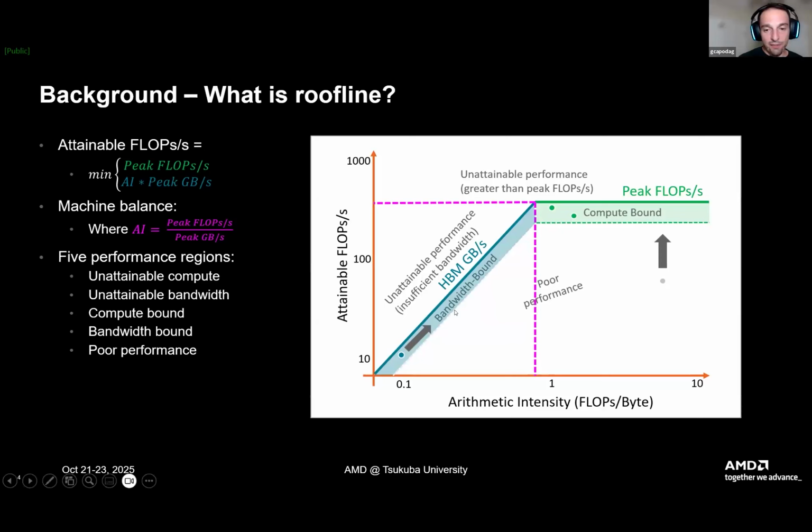If your kernel sits close to the bandwidth bound line, then it's bandwidth bound. If it sits close to the compute bound, then it's compute bound. And if it's below any of those bounds, then the performance can be improved.